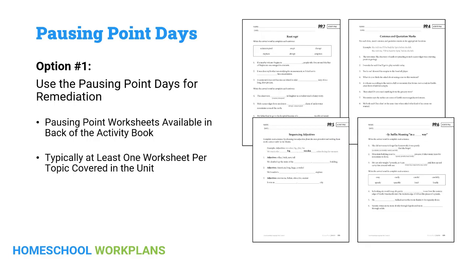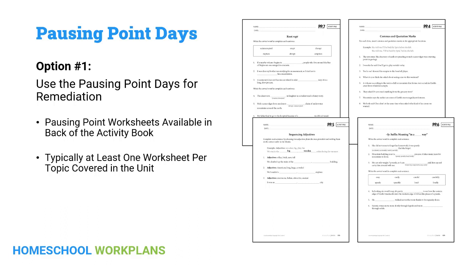All right, so to help with this review and potential remediation, or just even to get your students some more practice, most units include pausing point worksheets in the activity book. These are just in the back of the activity book instead of lesson number. So instead of saying like 5.2 for the activity sheet numbers, these will be marked with PP for pausing point. Whether you have your student complete some of these or all of these worksheets is completely up to you. These are for reinforcement generally, but can also be used for remediation as needed.